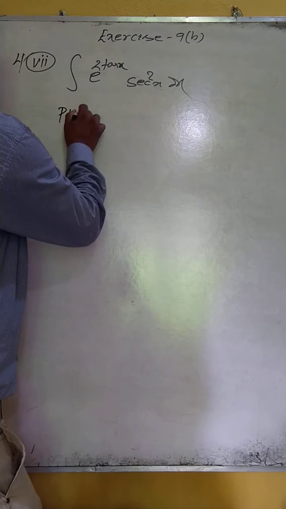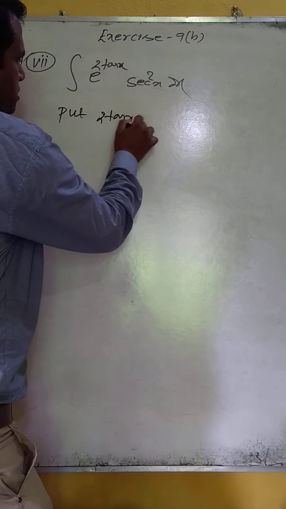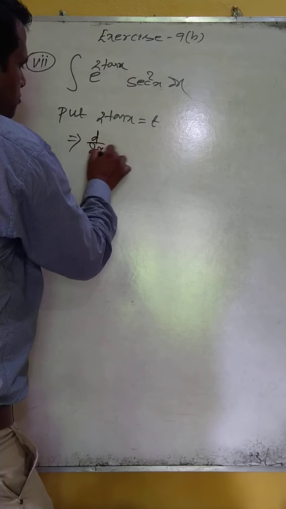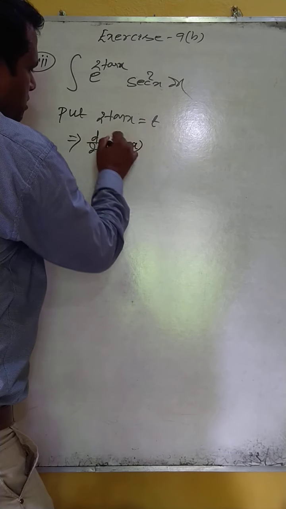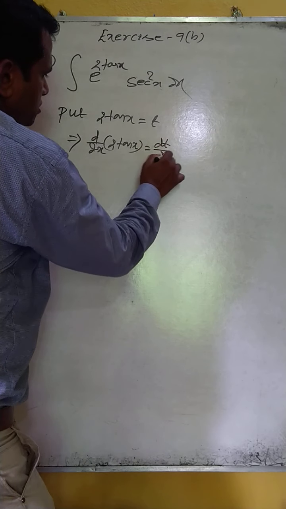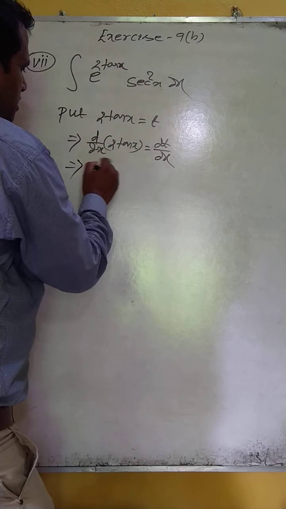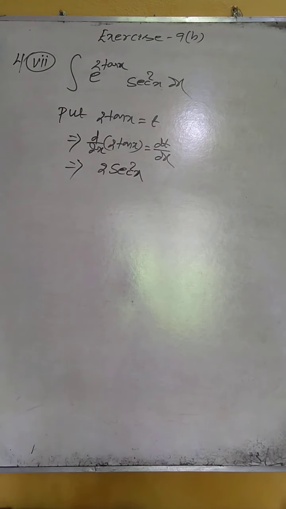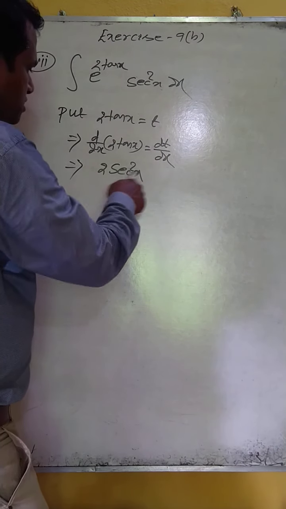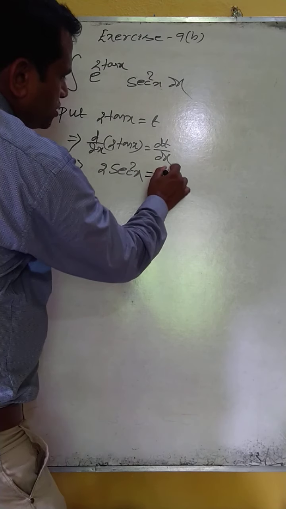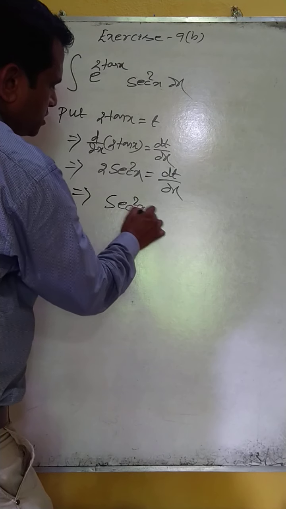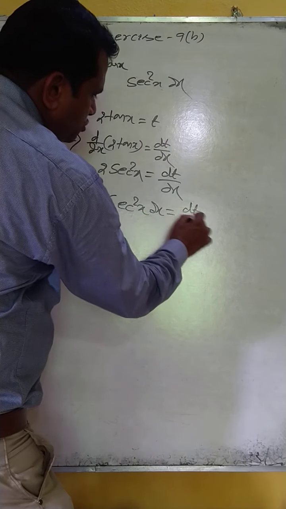Here we put 2 tan x is equal to t, that implies d by dx of 2 tan x is equal to dt by dx. So the derivative of 2 tan x is 2 sec square x, that means 2 is constant, remains constant, and the derivative of tan x is sec square x. 2 sec square x equals dt by dx, that implies sec square x dx is equal to dt by 2.